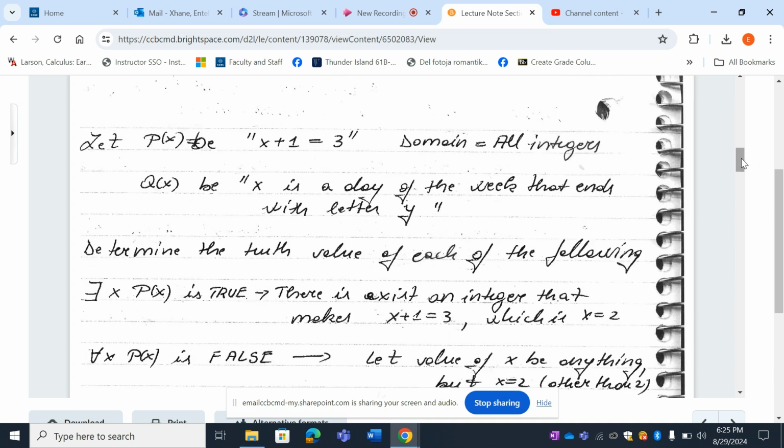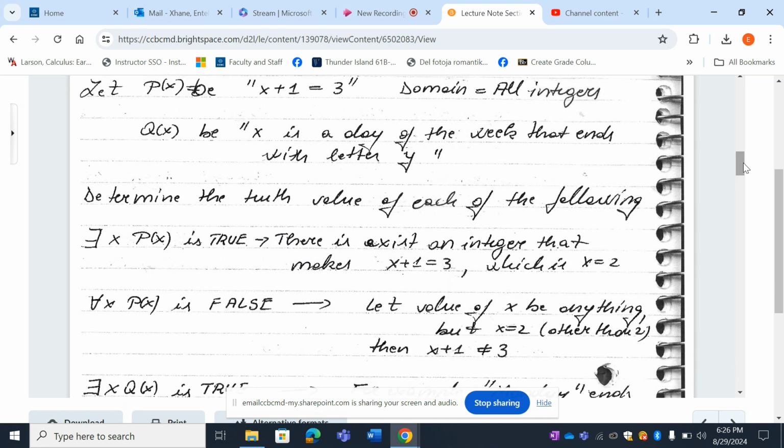So now notice that I'm proceeding with two predicates. So I have a P of x and the Q of x, and they're two different inputs. One is based on the domain days of the week, the other one the domain set of all integers, based on how the statements are defined. So we are going to look at this and then determine the truth value using quantifiers. So first, existential quantifier. There exists an x, input x, such that P of x. There exists an integer x that makes the statement x plus 1 equals 3 true, which is x equals 2.